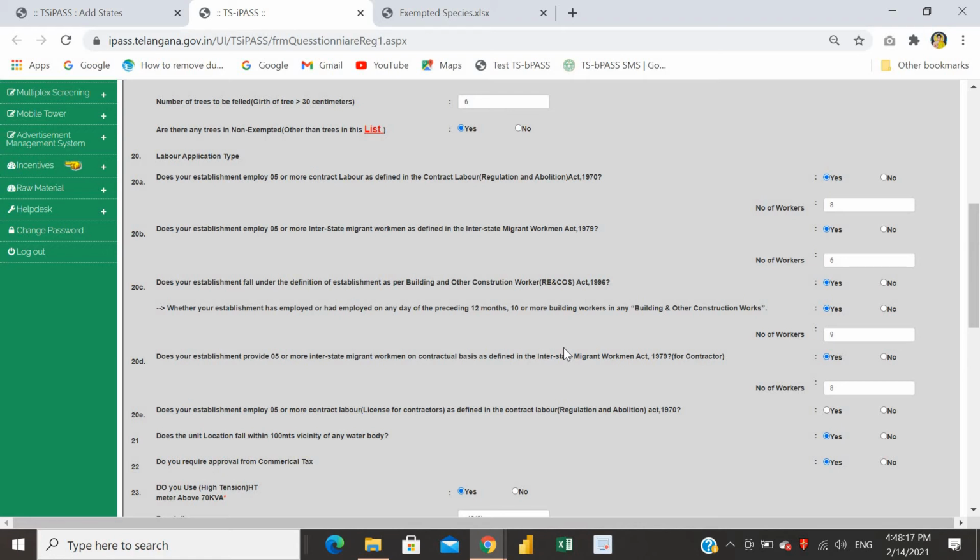Here also it is asking a condition for whether the Interstate Migrant Workmen Act applies to our establishment or not. If it is more than 5, it applies. So I have given yes, I am employing more than 5, and the number of workers is 10. Does your establishment fall under the definition of establishment as per the Buildings and Construction Worker Act 1996?